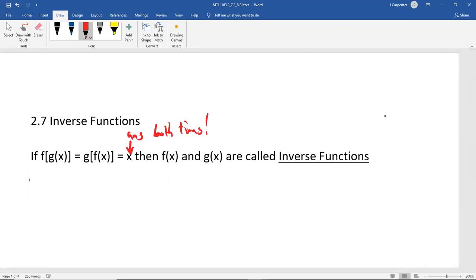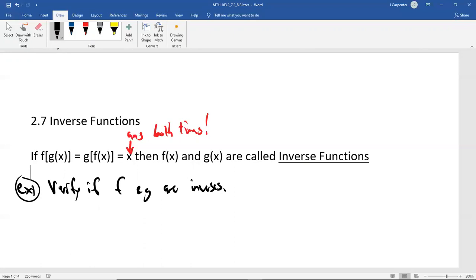So for example 1, verify if f and g are inverses. For A, we're going to have f of x be equal to 2x plus 5, and then g of x, we're going to let be x minus 5 over 2.